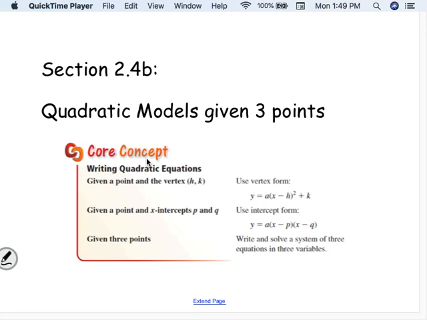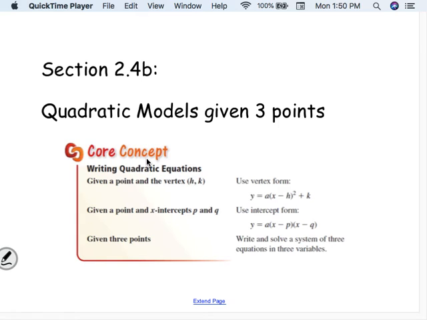Okay, so last Friday we started talking about quadratic models, and I introduced two types of problems. You actually worked with your pods, and you were able to problem solve. If I'm given a vertex and a point, I'll plug these things in and solve for a. So it really wasn't too terrible.